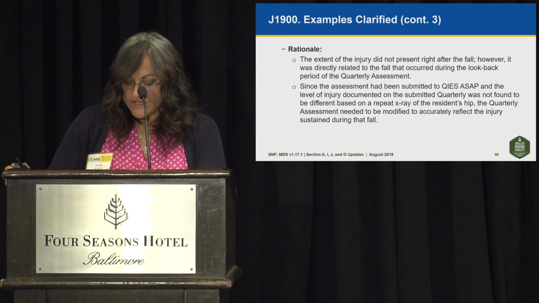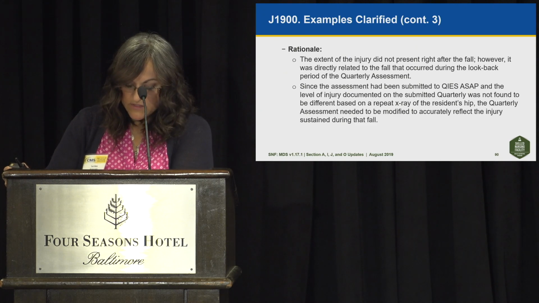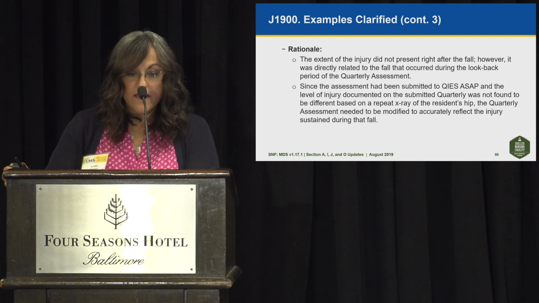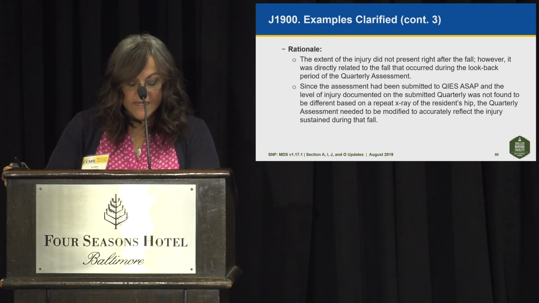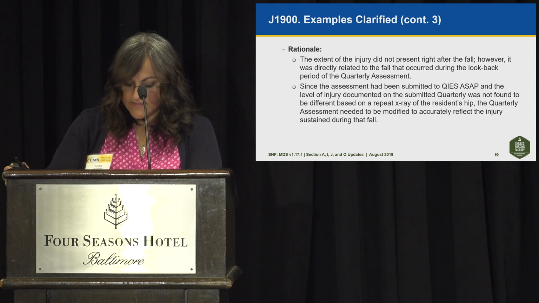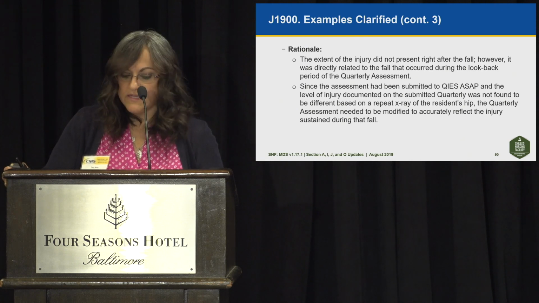So the overall rationale for coding did not change, but it's provided here for context, so I'm going to summarize it. Even though the extent of the injury didn't present right after the fall, it was directly related to the fall. And since the assessment was already submitted to iQIES ASAP with an inaccurate code of no injury, the SNF had to go back and modify that quarterly assessment to reflect that there was an injury sustained during the fall that occurred during the look-back of that quarterly assessment.